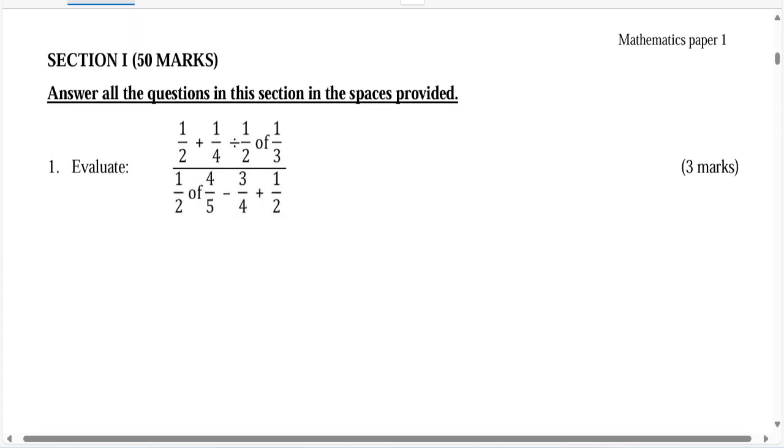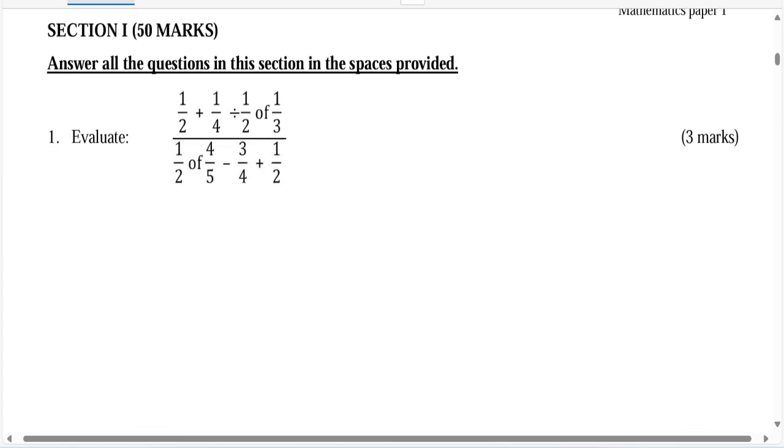Haya. So without much ado. Haya. Question 1 section 1. So evaluate. Kama kawaida, maswali haya huwa utayapata sana katika paper 1. Last year KCSE 2024 ilikuja decimal. Hii paper inakupa fractions, na fraction huwa ni rahisi kuisolve. So to solve fractions you always do with BODMAS. So tumia BODMAS.